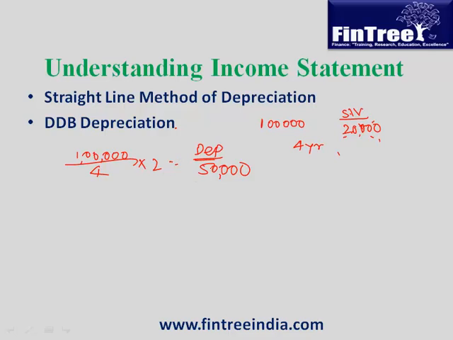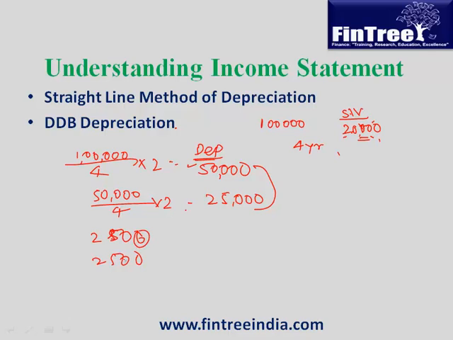Next year, since you've charged depreciation of 50,000, opening book value would only be 50,000. Divided by 4 into 2, that would give us a depreciation of 25,000. So we have charged total depreciation of 75 so far. Salvage is 80. So remaining 5 we can just depreciate on a straight line basis. So third year we will have a depreciation of 2,500. Fourth year we can have a depreciation of 2,500, so that we reach a salvage value of 20,000 at the end of year 4.